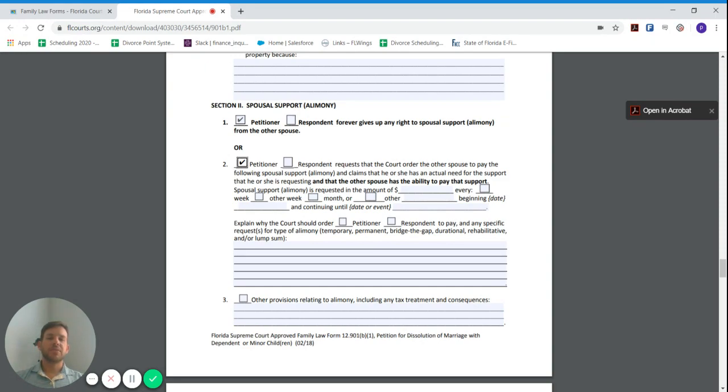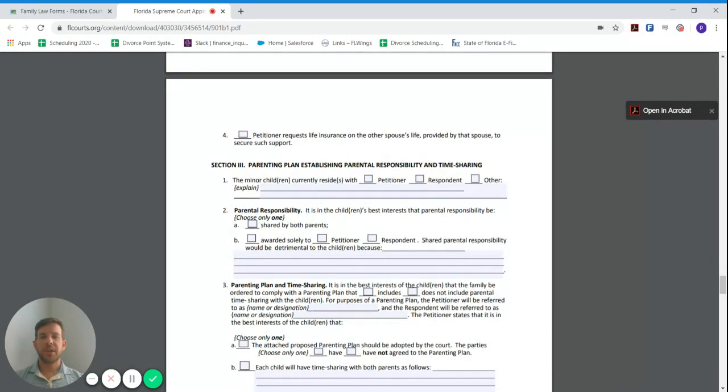So realistically, what you should do is go through and put together your financial affidavit up front, review it, and figure out what your needs on a monthly basis are. What your deficit is showing, and go ahead and make your best case claim on your petition. Because if you don't ask for it up front, you're not going to be granted it at the end of the day.